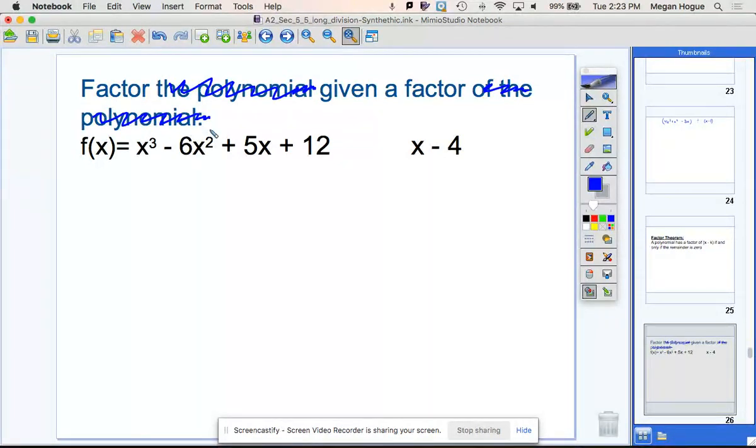So the function they're giving us is x cubed minus 6x squared plus 5x plus 12. And then they're telling us that x minus 4 is a factor. Here's why. If they just give me this polynomial, how would you go about factoring it? Grouping. Okay, so don't do this, because watch what happens when I go to group it. I pull out x squared, leaves me with x minus 6. The GCF doesn't match. Darn. That's what happens probably 95% of the time. Grouping usually doesn't work.